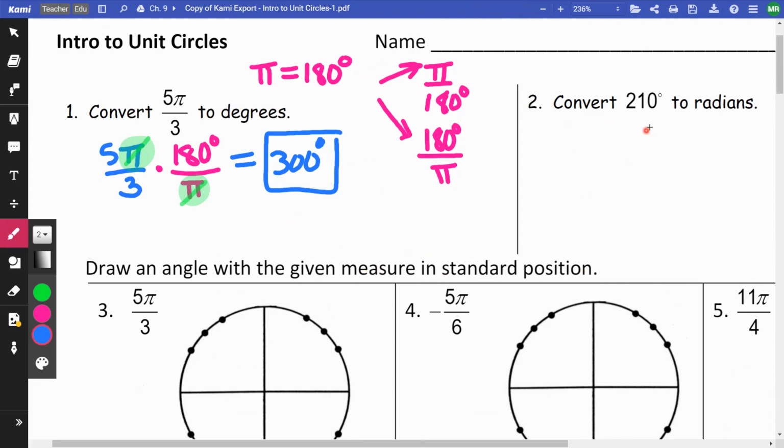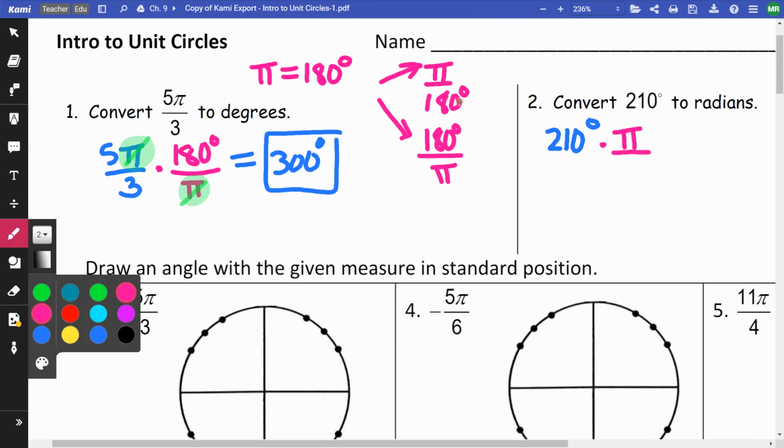Now here, I'm gonna take my 210 degrees and change it to radians, okay? So I'm gonna take my 210 degrees, and this time I'm not gonna take 180 degrees over pi because I want my degrees to cancel. So I'm gonna put my pi over 180 this time. So I'm gonna times it by pi over 180 degrees. And what's gonna cancel is this unit, degree. The degrees are canceling. I don't have degrees anymore.